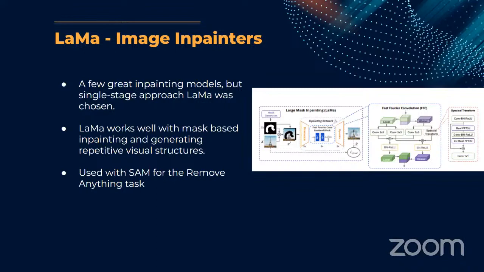Image inpainting is a well-explored problem in computer vision. For those who may not know, image inpainting involves using models to fill in missing or damaged parts of an image. For this pipeline, the use of LaMa was explored. LaMa works well with mask-based inpainting and generating repetitive visual structures, which is part of the reason why it was chosen for this pipeline. It is used with SAM for the Remove Anything task. In this task, the user clicks on the object, SAM segments and removes the mask, and then after that, the hole is filled in using the context around the mask with LaMa.